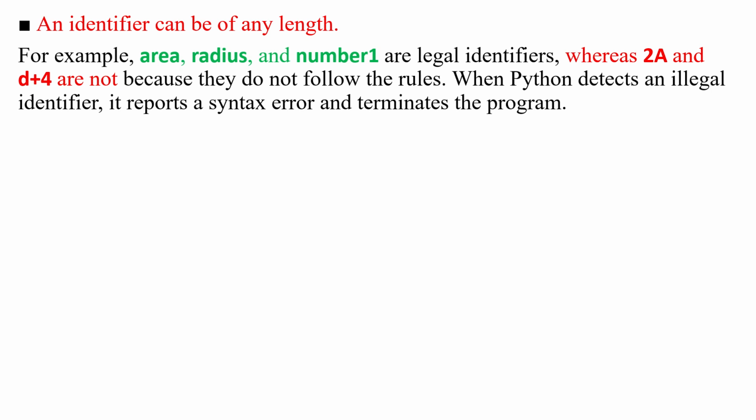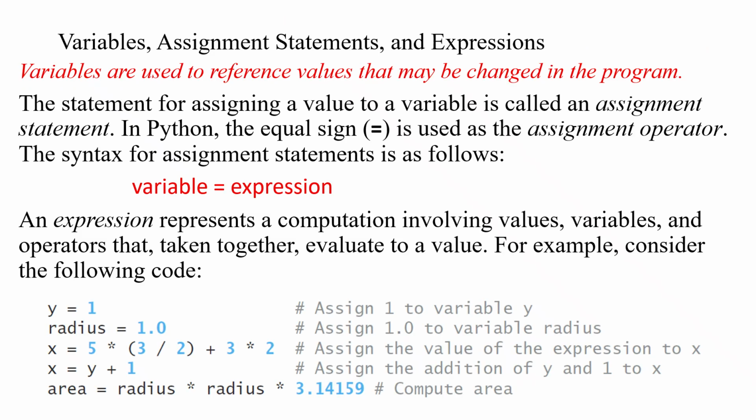2a: the rule which it doesn't follow is that the identifier starts with a digit, so it is not allowed. And d plus 4: any mathematical operator should not come in identifier names. When Python detects an illegal identifier, it reports a syntax error and terminates the program.